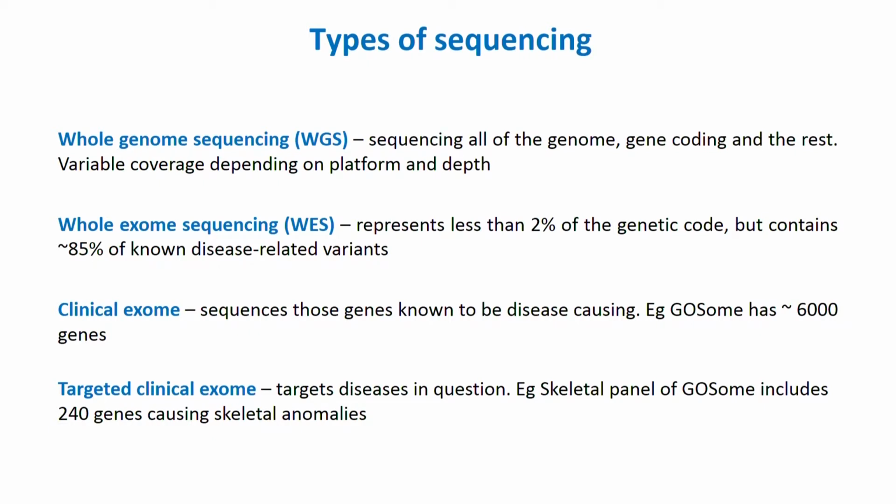Or you can have a targeted clinical exome whereby you may be doing whole exome sequencing, but actually restrict your analysis to a specific area of the genome, which reflects the phenotype that you're looking at. So, for example, I'm going to tell you about skeletal dysplasias later, and there are about 240 genes responsible for these conditions, and you can just target your analysis to that.